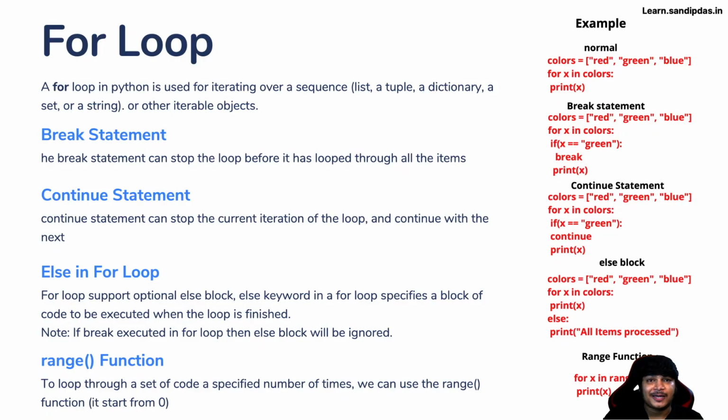Now let's learn about the else in the for loop. The for loop supports an else block. The else keyword in the for loop specifies a block of code to execute when the loop is finished. Note, if the break statement is executed in the for loop, then the else block will also get ignored. So remember that part. Now let me show you a quick example.